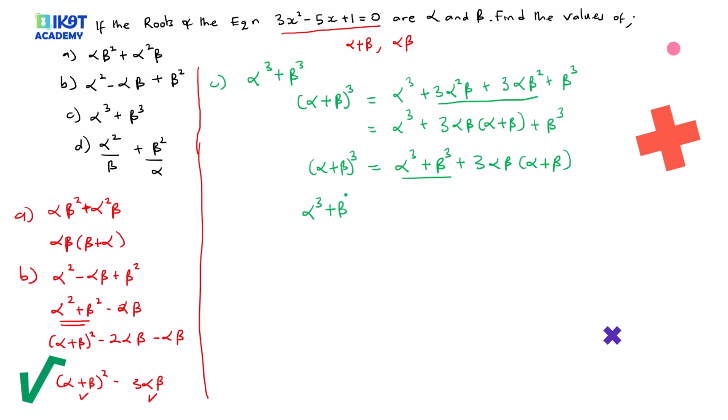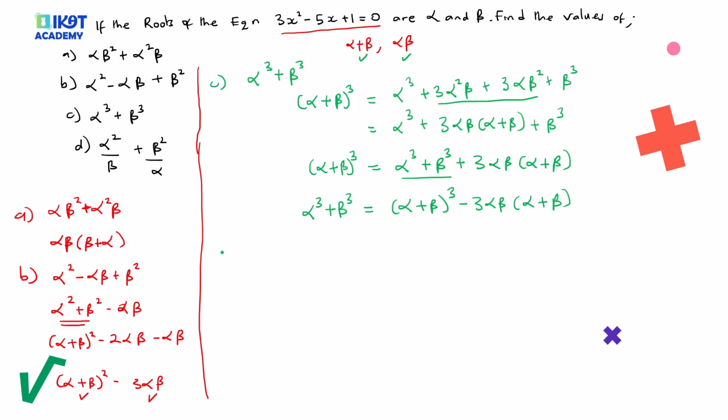Alpha cubed plus beta cubed is equal to alpha plus beta cubed minus 3 alpha beta. You see, so we have this. Now when you have this, you've obtained this from your equation, so you can substitute them and solve part C.